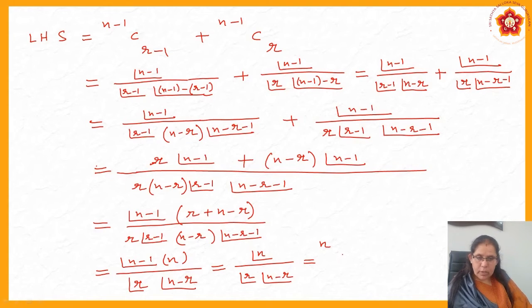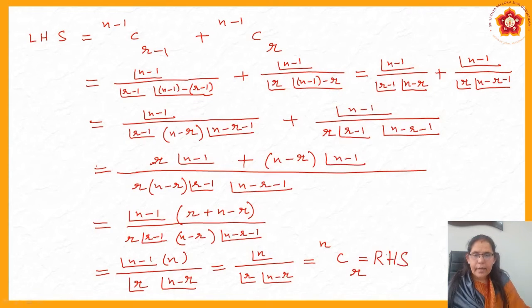Now if we have to rewrite it, it can be written as nCr. nCr is factorial n upon factorial r into factorial n minus r. And this is equal to what our right hand side was. So this is an important relationship which we will be using in solving the questions.